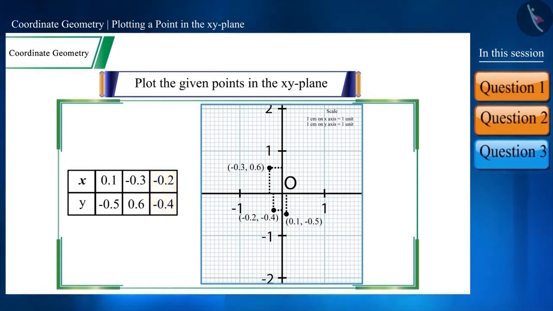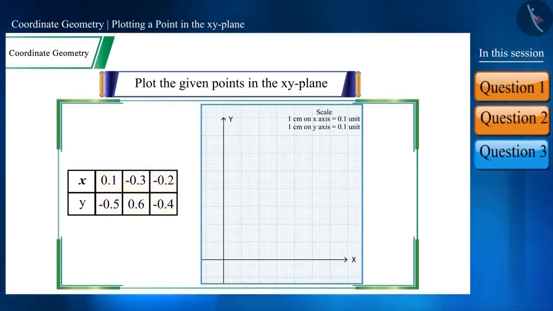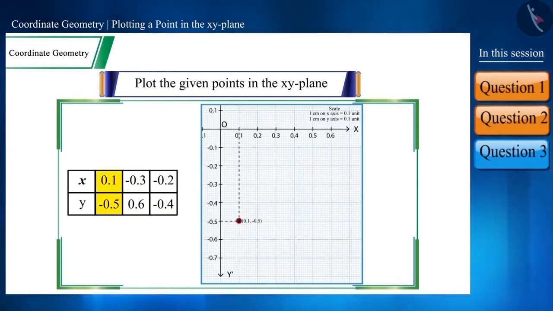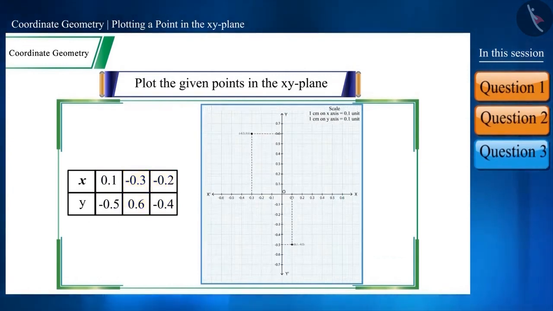Now you can see that all these points are in the plane of 1 unit and quite close to each other, which is much smaller than the whole graph. Friends, that is why it is said that scale has great importance in drawing the graph. Here, all the coordinate points are 1 or smaller. So here we will plot the points by taking the scale 1 centimeter equals to 0.1 unit. And now you can see that this graph looks better, clearer, and bigger than the first graph.